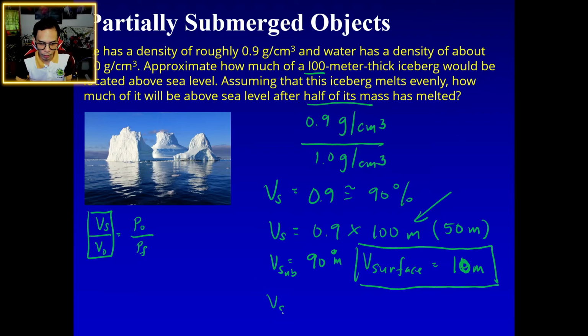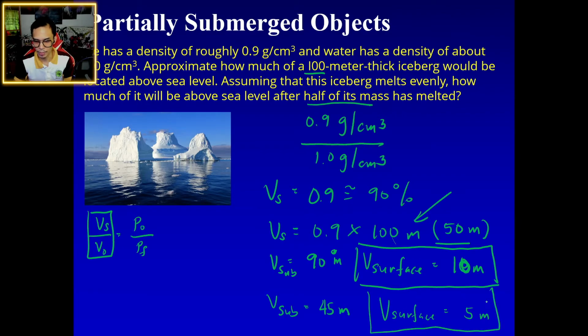So what is the volume submerged at 50 meters? 0.9 times 50 will be 45. So 45 meters. Then 50 minus 45, the part of the iceberg on the surface is 5 meters. Okay, there you go. So that is the word problem for the partially submerged object.